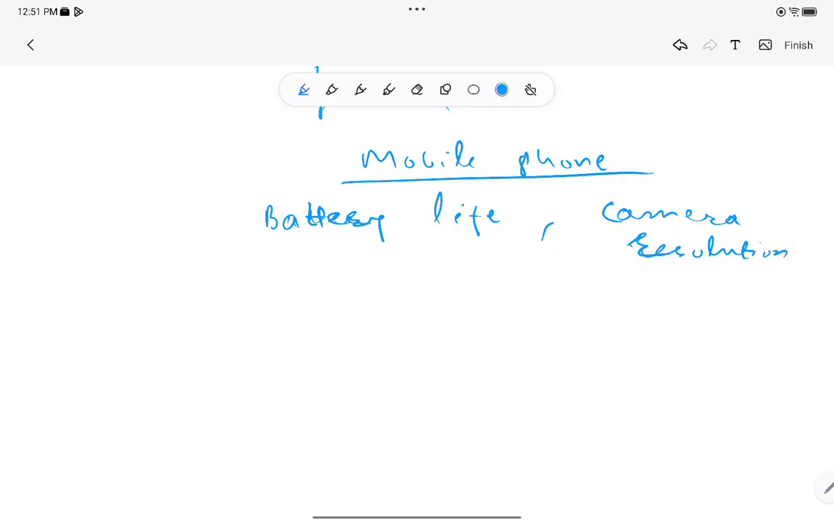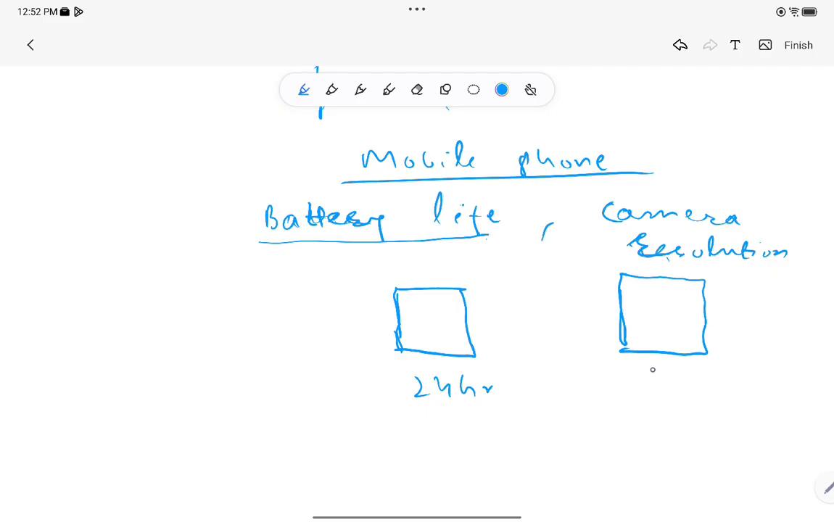But depending upon your choice, what's more important for you, battery life may be more important than camera resolution for you. So if you have two mobiles, one has a battery life of, say, 24 hours. The other has a battery life of 12 hours less. Camera resolution same, then you definitely will choose this because it has more battery life.